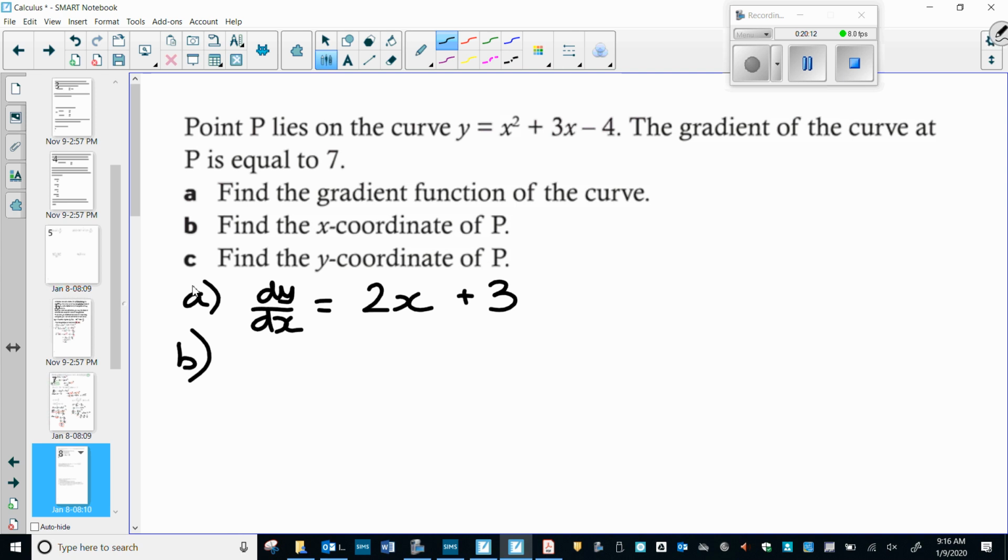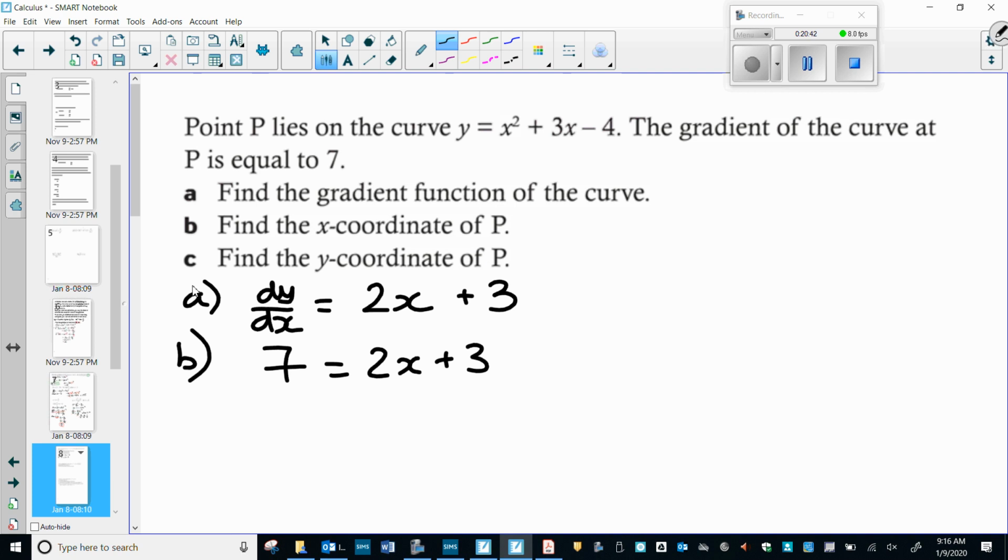Substitute it in. How do we substitute it in? Be careful. It says that the gradient is equal to 7. I'm going to write 7 equals 2x plus 3. Does that make sense? So this is our gradient function. They've told us our gradient is equal to 7. So our gradient function that we've just worked out, we put equal to 7.